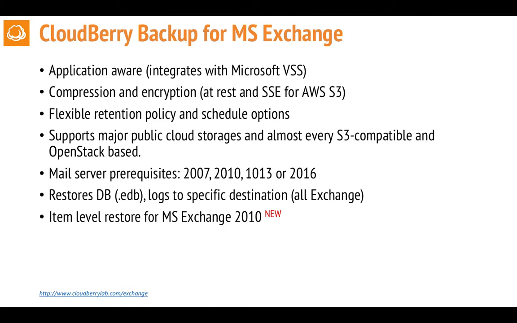CloudBerry Backup for Microsoft Exchange comes with a really wide list of cloud provider support. Your backup can be placed with any cloud provider, either from the S3 compatible side or from OpenStack based platforms, including all major cloud providers like AWS S3 or Glacier, Microsoft Azure with different storage technology, or Google Cloud Platform with different storage classes and storage types, and so on. In my demonstration I will cover that wide list of storage provider support.